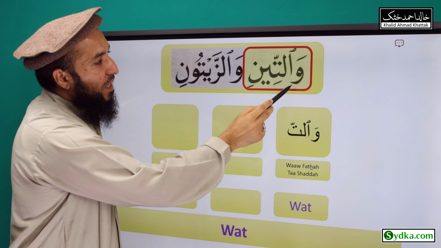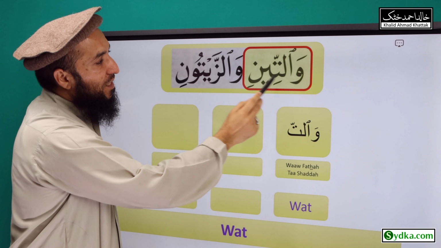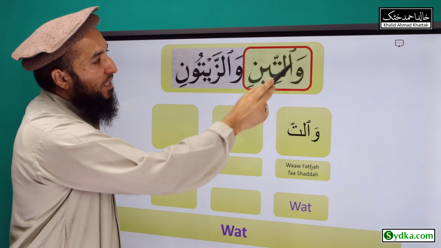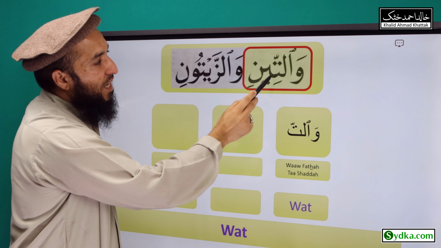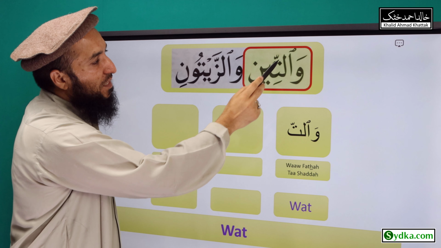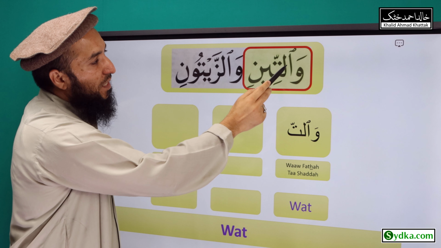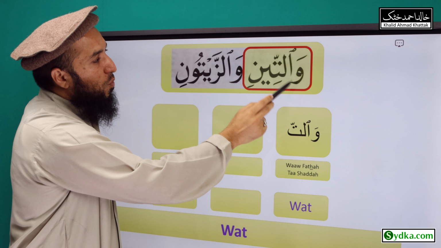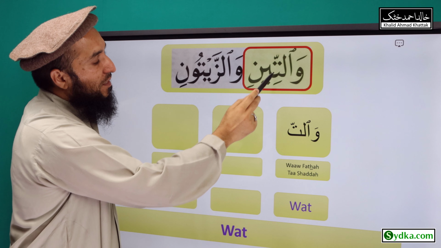So the first syllable we have is waw fatha ta shadda wat. Waw is a light letter, it has fatha on top of it, it is followed by ta, ta has a shadda. This lam is silent and this alif is called hamzatul wasl, connecting hamza, and it is silent. Waw fatha ta shadda wat.